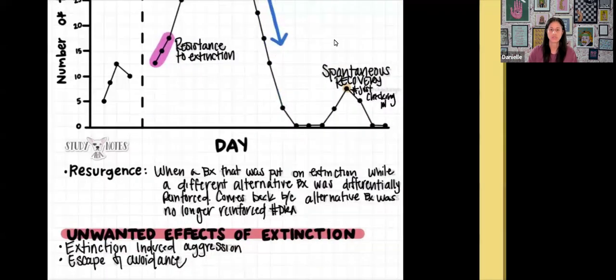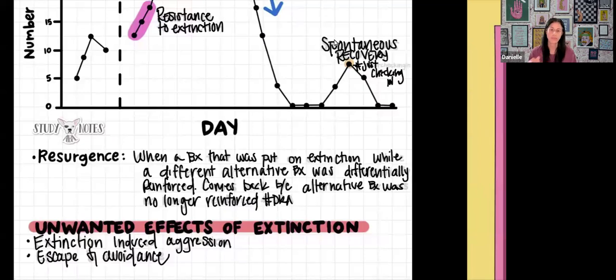Then when you're thinking about resurgence, resurgence is when a behavior is put on extinction while a different alternative behavior was differentially reinforced. The behavior comes back because the alternative behavior is no longer being reinforced. So this is when we say, okay, great, we're going to use a DRA, right? So a DRA is an alternative behavior, and then you have the problem behavior. And in a DRA, both reinforcement and extinction happen at the same time. So we reinforce this alternative behavior and this problem behavior is put on extinction, right? What sometimes happens is that once this alternative behavior gets going, the schedule of reinforcement starts to thin too quickly, and we're not doing a good job reinforcing our alternative behavior. So that behavior that was on extinction comes back because we're doing a poor job reinforcing our alternative behavior. So that's going to be resurgence.